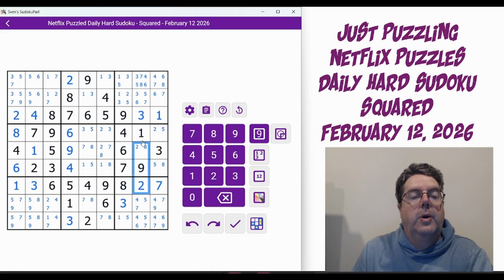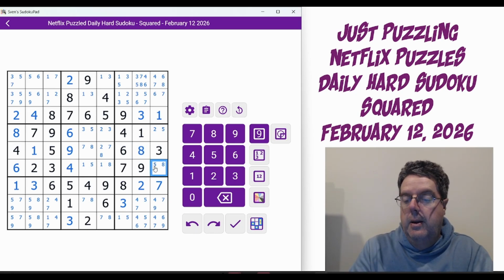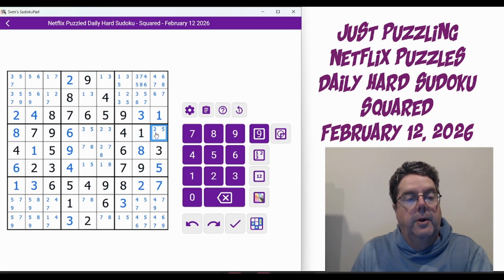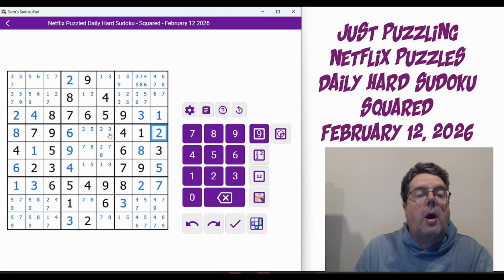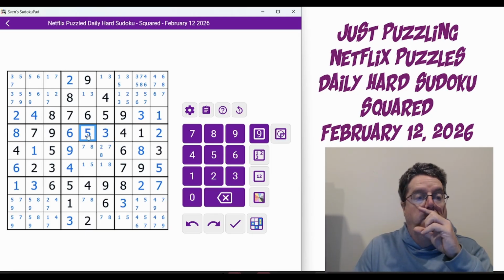Alright, so 2 can't be here, so this is going to be an 8. 8 can't be here, so this is going to be a 5, and this 5 can't be here, so this is going to be a 2. 2 can't be here because of this 2 here, so this is going to be a 3, leaving this to be a 5 to finish off the column.